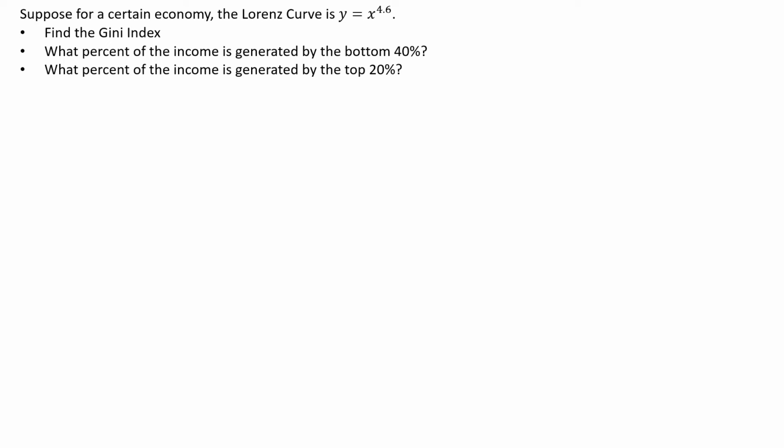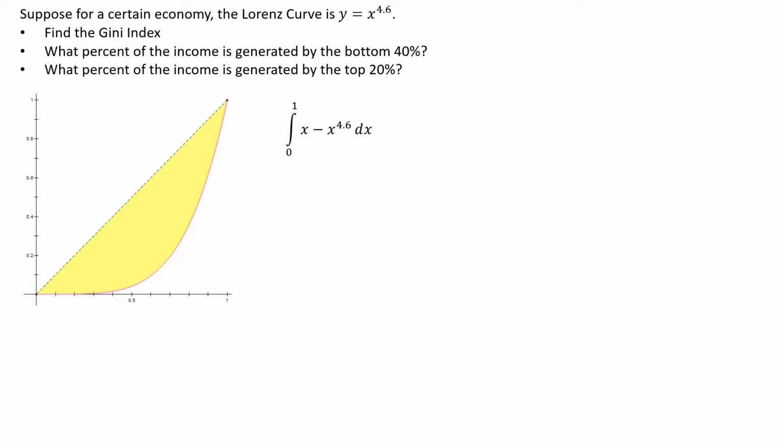So here we're given the Lorenz curve for a particular economy, and we're asked to find the Gini index and some more information. Again, here's a graph of y equals x to the 4.5, and again, the Gini index is double the area between y equals x and that curve. So we have to find the yellow area and double that. Of course, to do that, we'd integrate from 0 to 1, top curve minus bottom.